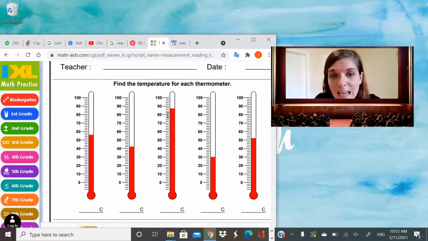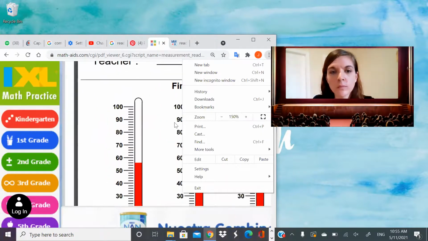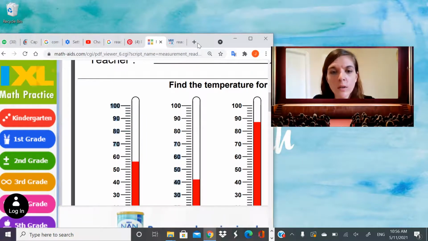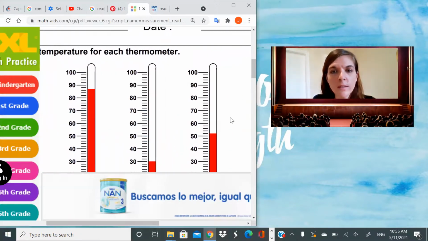Let's look at this one. 80, 82, 84, 86 would be this one. If you guys can't see that, you gotta let me know. Let's make it a little bit bigger. Okay, let's see. Making it a little bit bigger. Let's move over to this one right here.